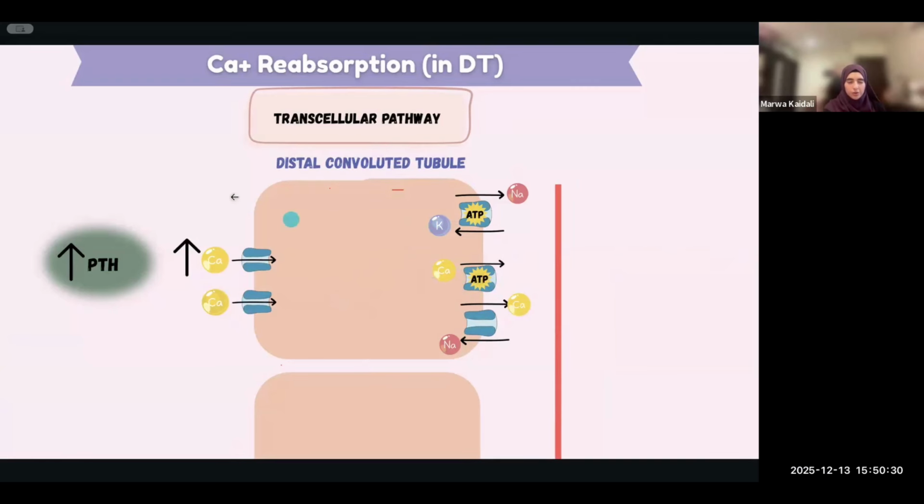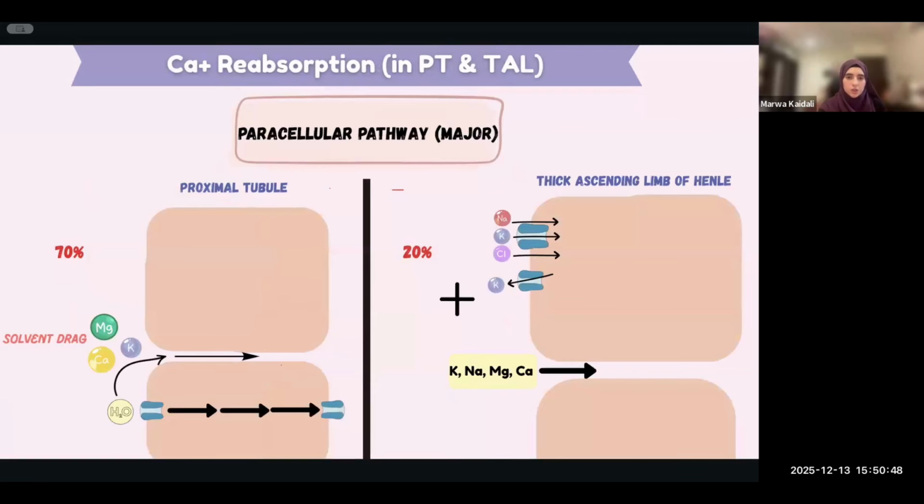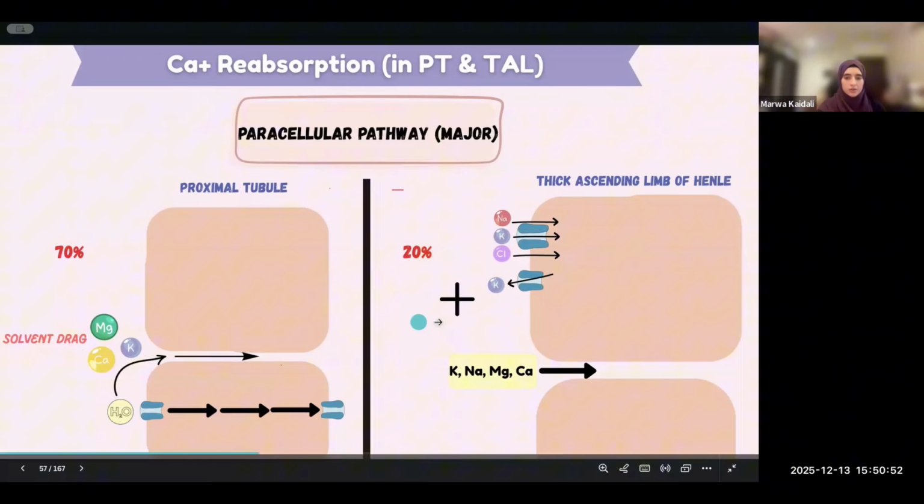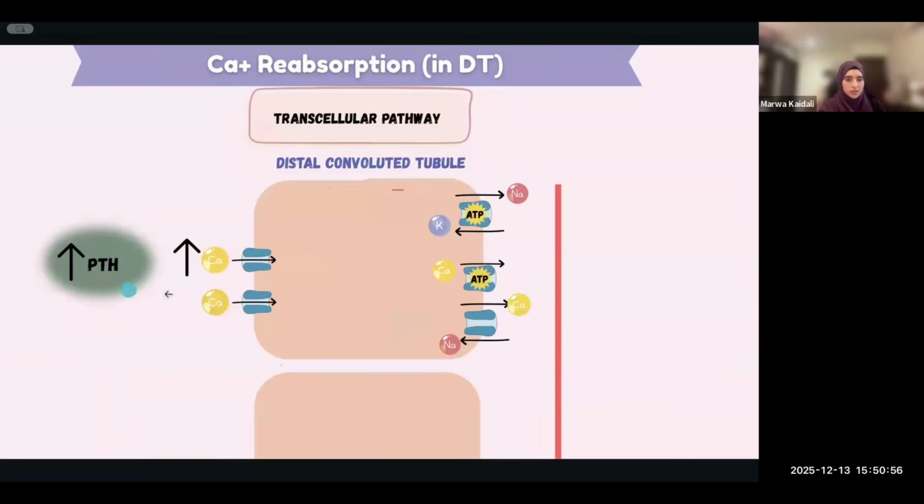Now, the important thing that you need to know is that we have a hormone called PTH, or parathyroid hormone. What is it going to do? It's going to increase the calcium reabsorption. This is very important. So again, calcium reabsorption paracellularly occurs through solvent drag, and also the positive voltage in the lumen caused by potassium backleak. And transcellularly, it's just a calcium channel, and it's going to be increased by PTH.